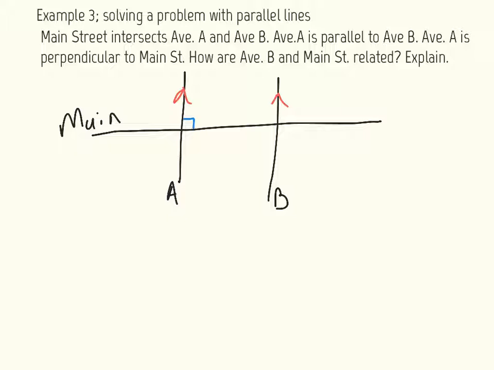How are Avenue B and Main Street related? Well, since these are both parallel, that tells me that this angle here and this angle here have to be the same because they're corresponding angles, since those two lines are parallel. So the relationship between B and Main Street is also perpendicular. So we'd write Avenue B and Main Street are also perpendicular, and we would say it's because two parallel lines have to have congruent corresponding angles like that.